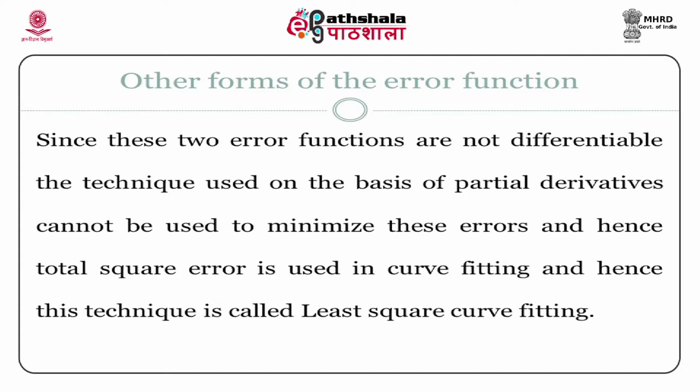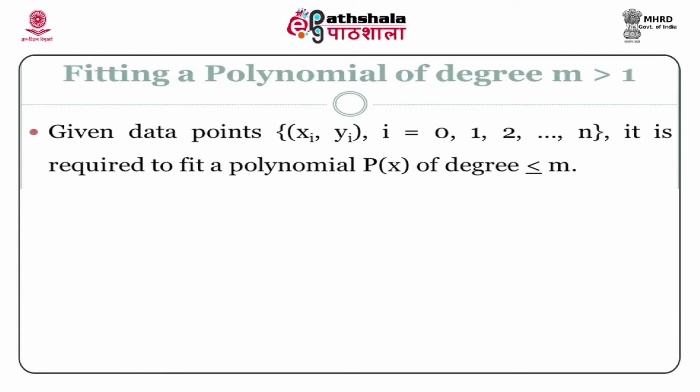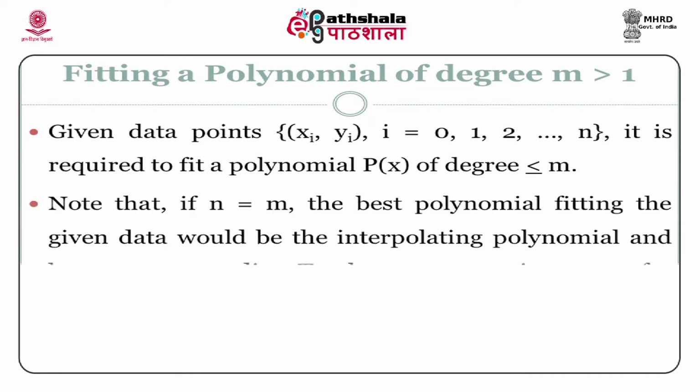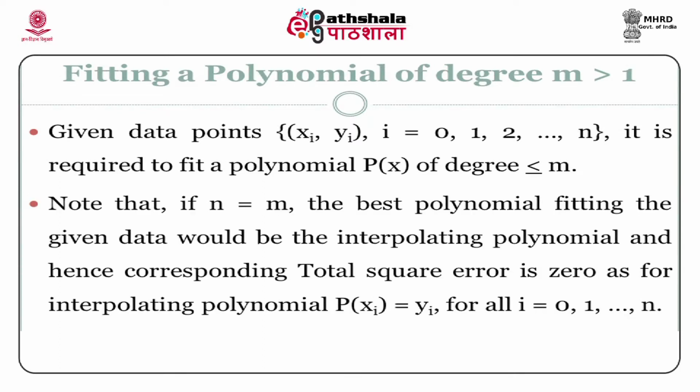Fitting a polynomial of degree m greater than 1 is again similar. So, given data points xi, yi, i equal to 1 to n, it is required to fit a polynomial p(x) of degree less than or equal to m. Note that if m is equal to n, the best polynomial fitting the given data would be the interpolating polynomial, as in that case the corresponding total error will be 0, because p(xi) will be equal to yi in the interpolating polynomial. Hence, we always consider m very small as compared to n.